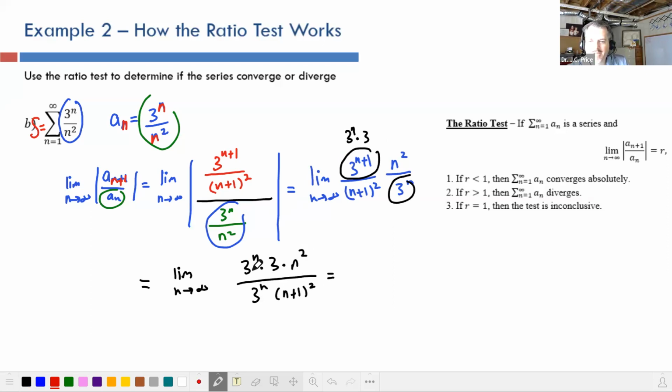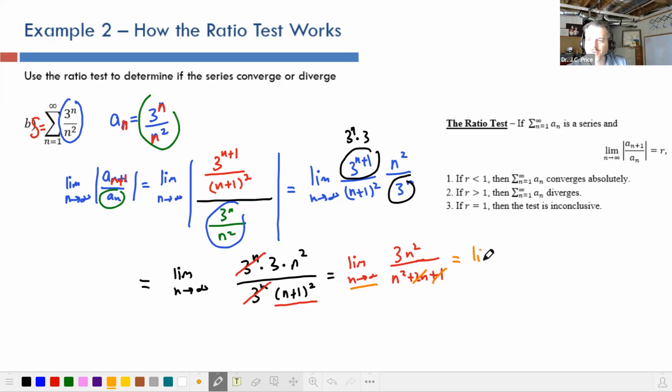And so I did that because it's very clear now the 3 to the n's are going to cancel because you have one on top and one on bottom. And so this is the limit as n goes to infinity of 3n squared divided by, and if you want, you could multiply that out, but if you know that's just n squared, it's fine. I think maybe we'll multiply it out. So that's n squared plus 2n plus 1. And so now I see what's going to happen. Because I'm going to infinity, I can cross off the 2n and the 1.